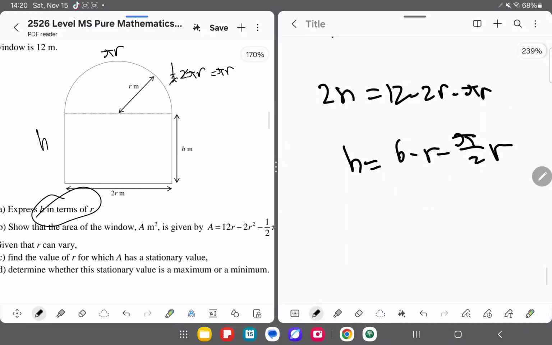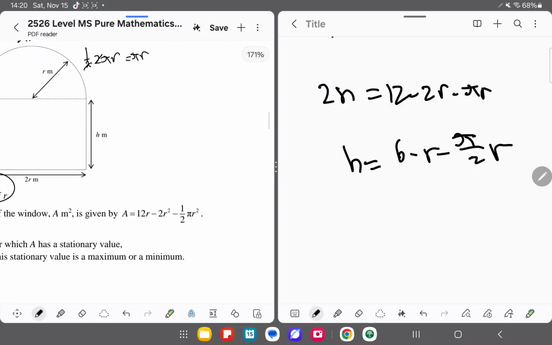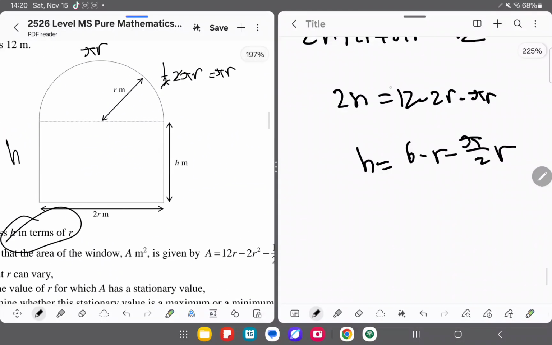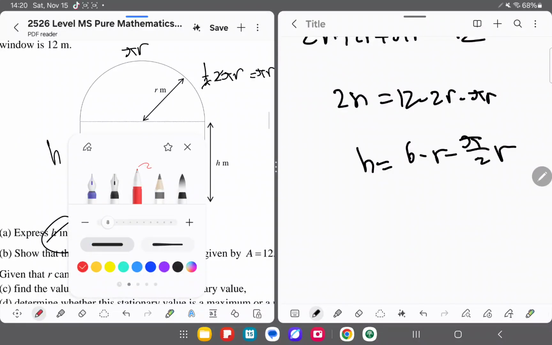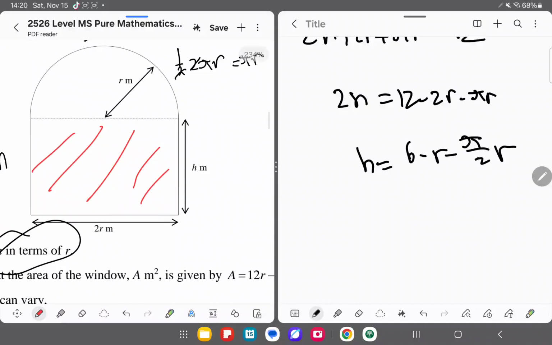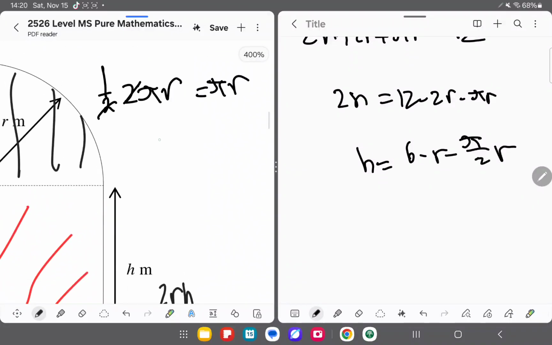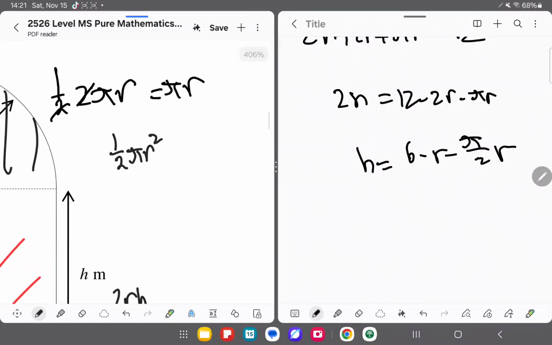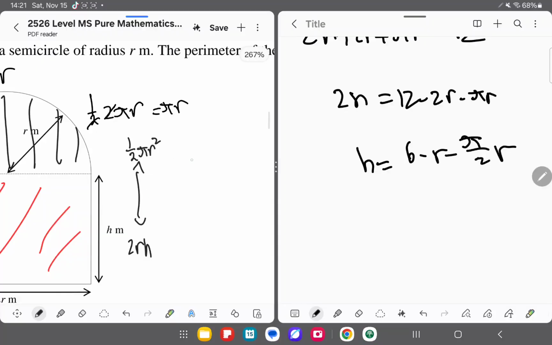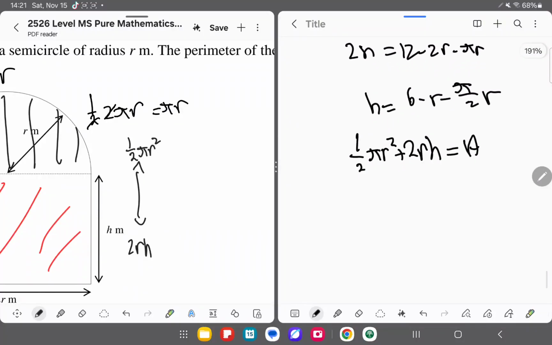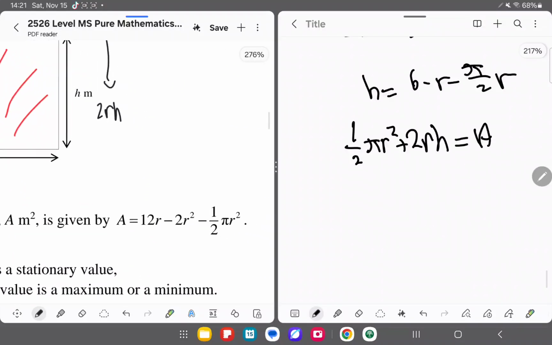Now part B, show that the area of the window A meter squared is given by A equals 12r minus 2r squared minus 1 over 2 pi r squared. To get the area, we must find the area of the two separate regions here. So we have region 1 here, which is just simply 2r multiplied by h. And then the second region here is just half pi r squared, because it's just a semicircle. So now we just add these two areas here. 1 over 2 pi r squared plus 2rh is equal to the area. And we want area all in terms of r, as shown here, only r here.